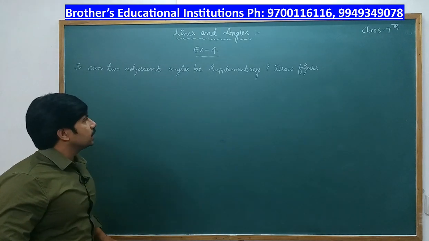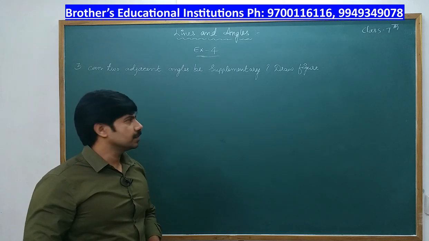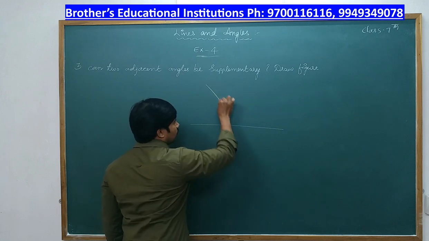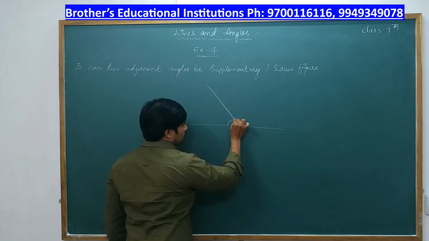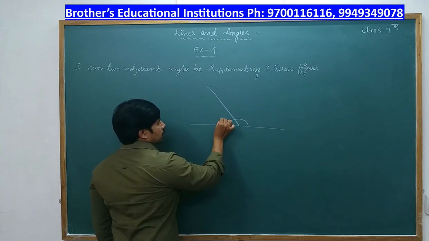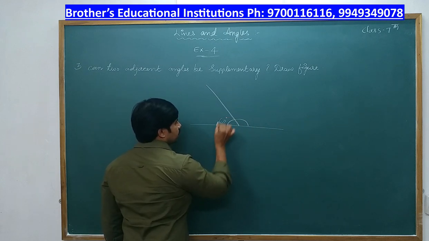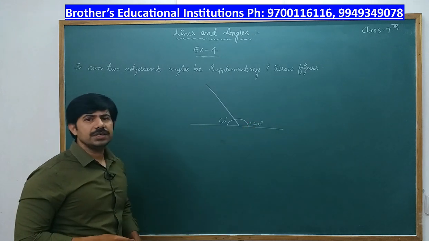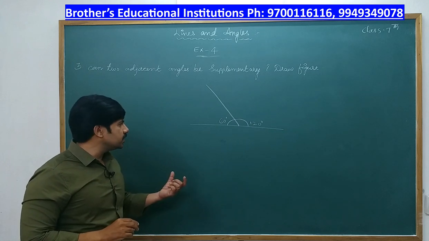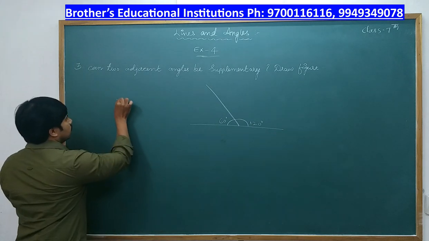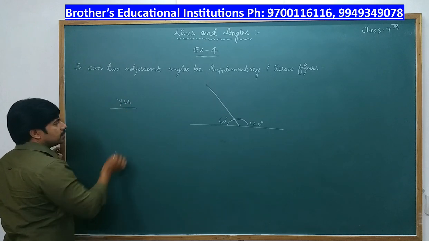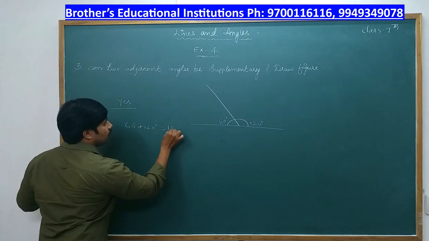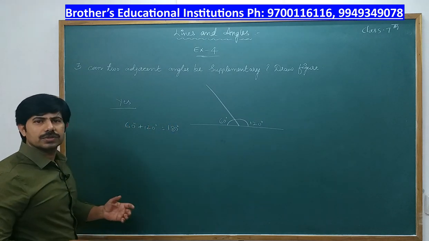Can two adjacent angles be supplementary? Draw the figure. First we draw one straight line, then draw one more line. These are the angles we have. I am assuming one to be 60 degrees and the other to be 120 degrees. So 120 plus 60 is 180. Can two adjacent angles be supplementary? Yes. The reason is, just draw this and add 60 plus 120, we get 180 degrees. Okay, so this is completed.